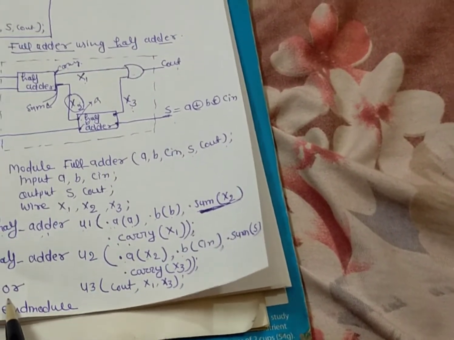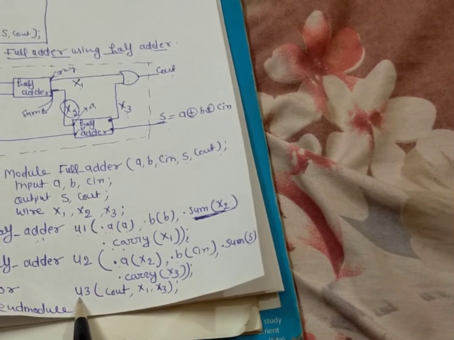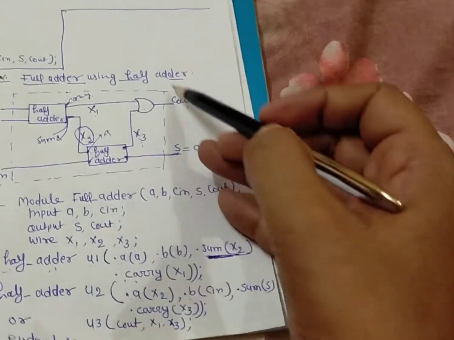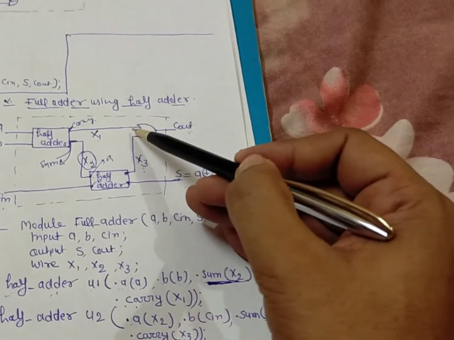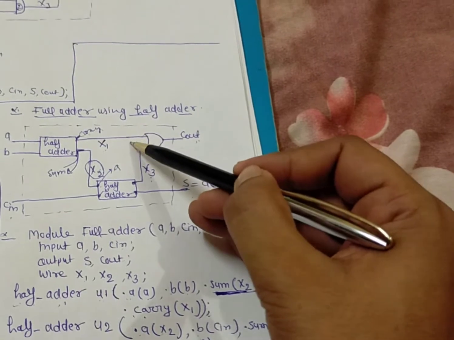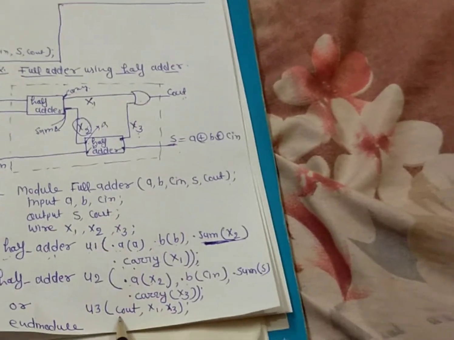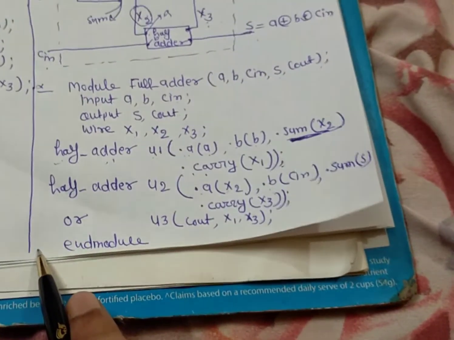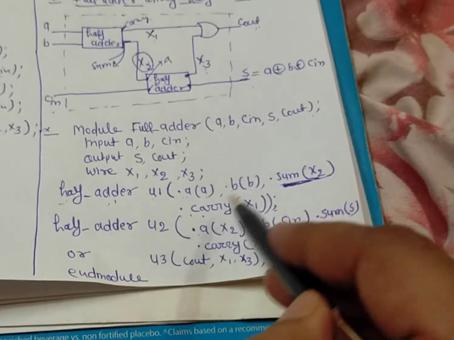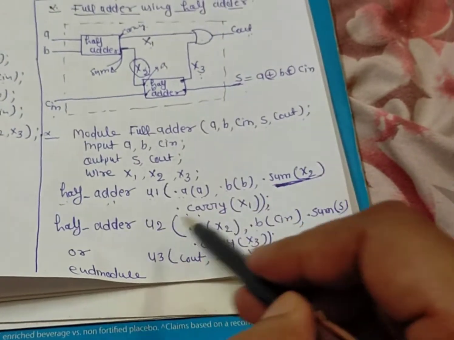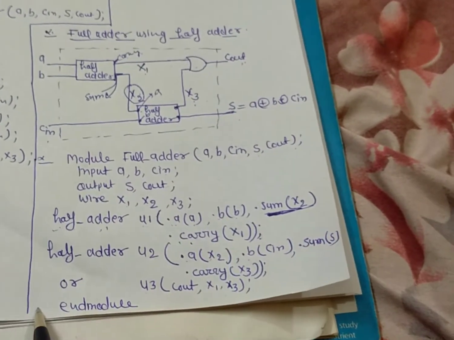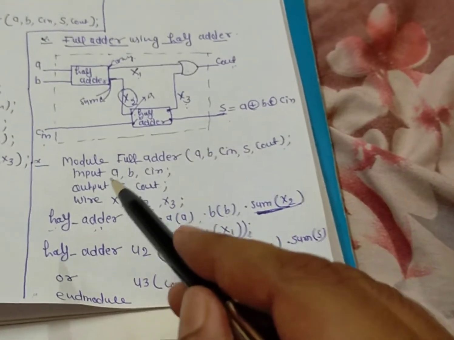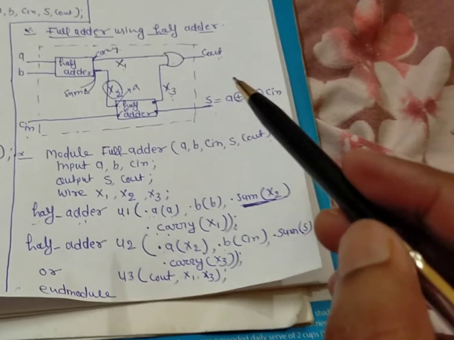Then the last one is the OR gate. Write any random instance name u3, and the output of the OR gate is C out, and the inputs of the OR gate are x1 and x3. So output is C out, x1 and x3. And after that, end this module, because this whole thing is written under the module. We need to end this module using the keyword endmodule. So this is the simple code of the full adder using half adder.